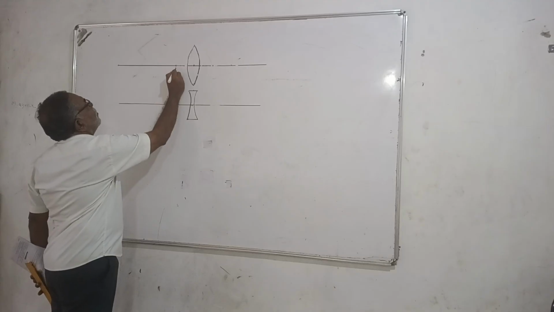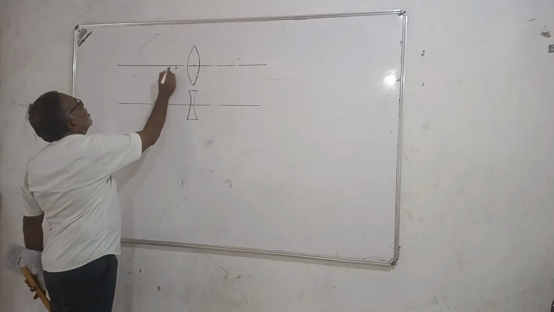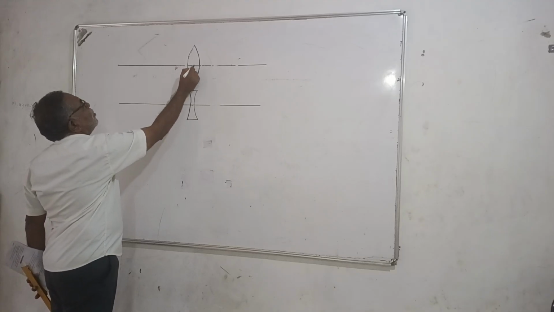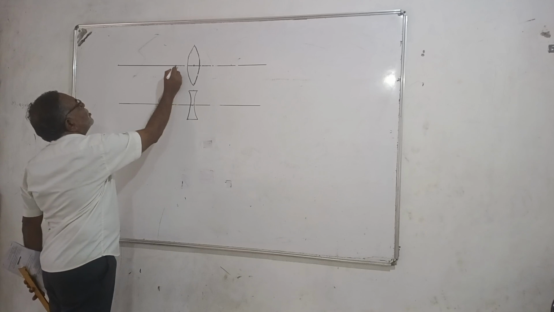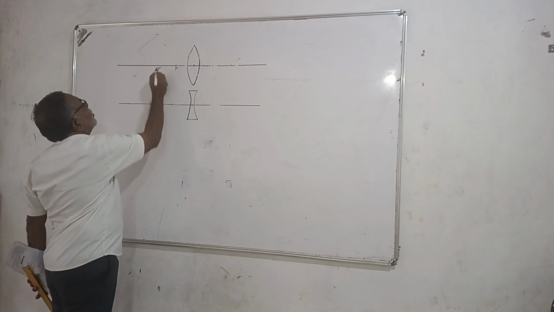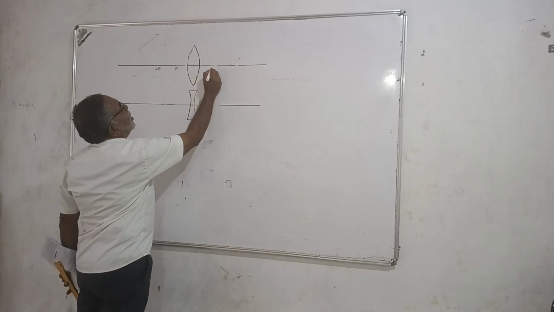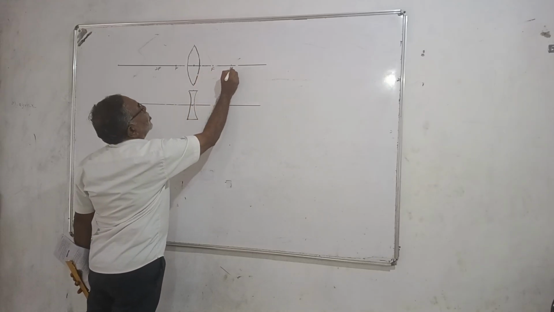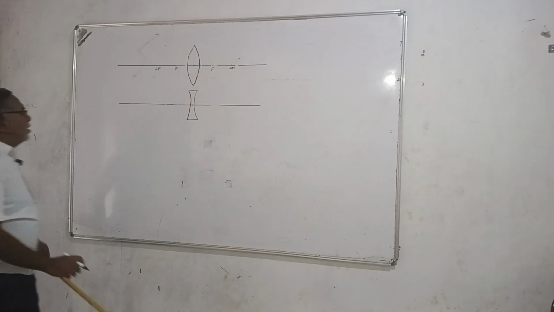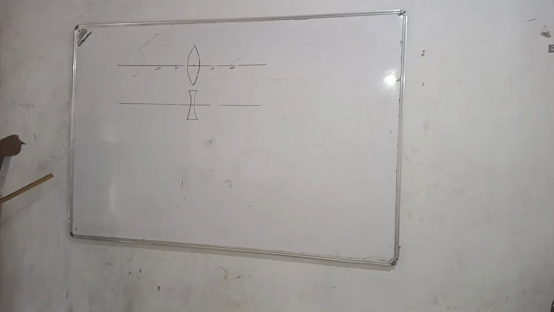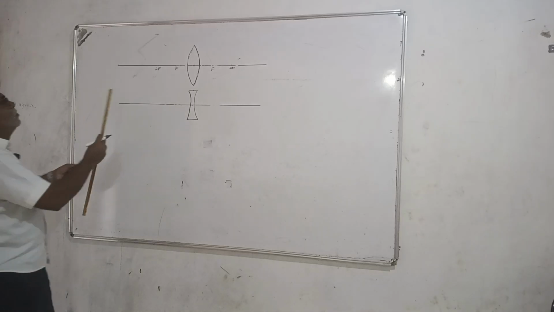So here f, what is the distance you left from here to here? The same distance you have to leave from here to here also. F to f, here f to f. So the question is, the object is at 2f. When the object is at 2f, draw the object.